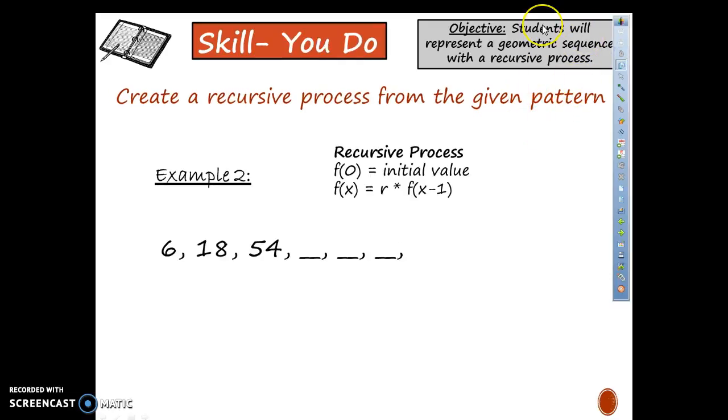Can you guys go ahead, pause the video? I want you to try this problem on your own.